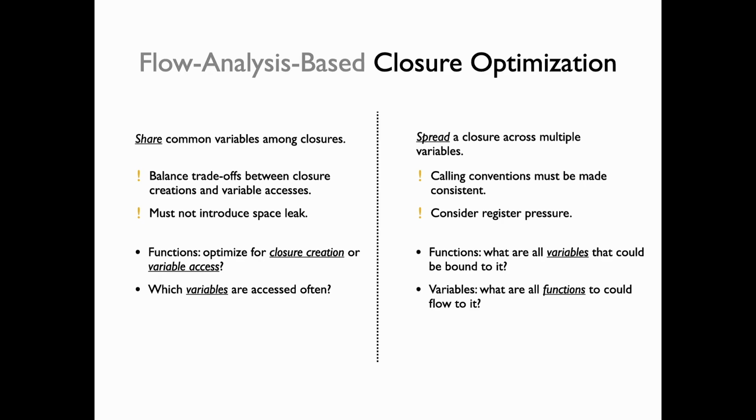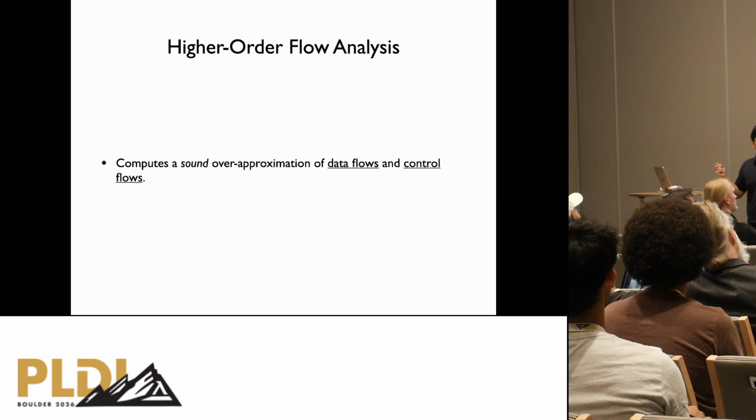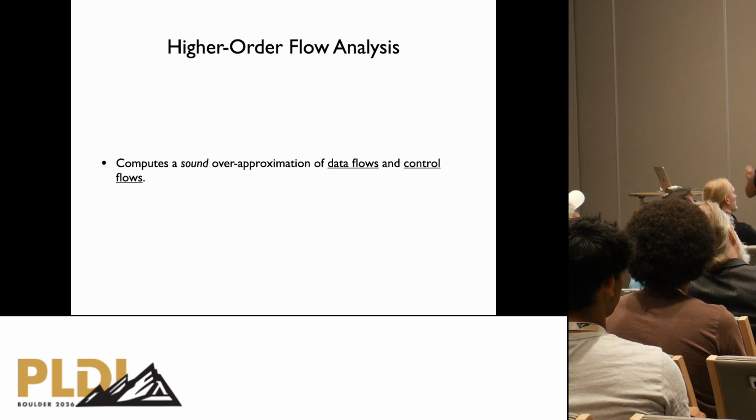And conversely, what are all functions that could be bound to a variable? If you realize that one side of this question, the frequency question, is a question of control flow, and the other side of the question is a question of data flow, very fortunately, higher-order flow analysis gives us both. It provides a sound over-approximation over data flows and control flows.